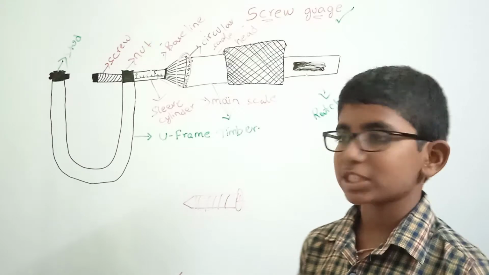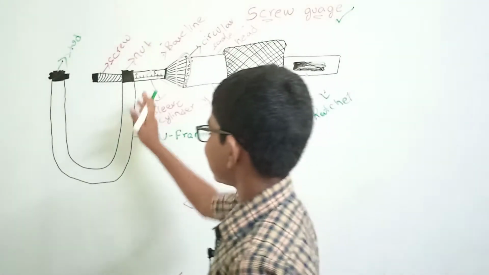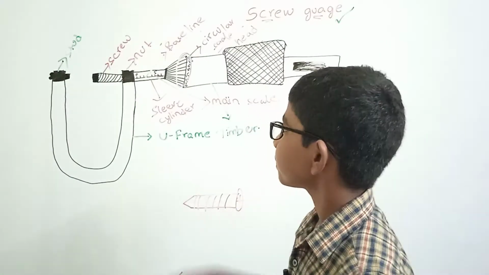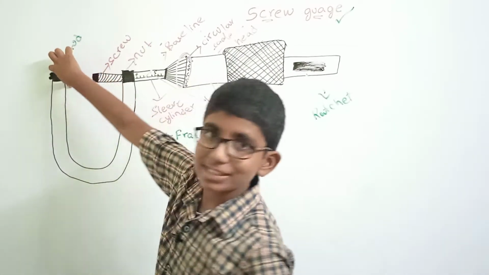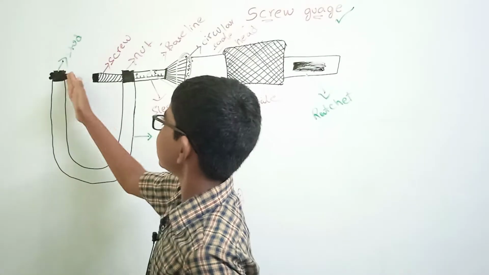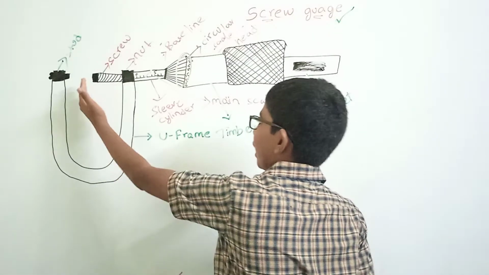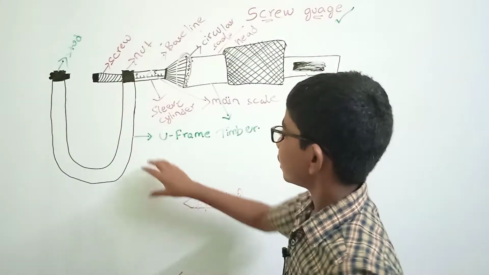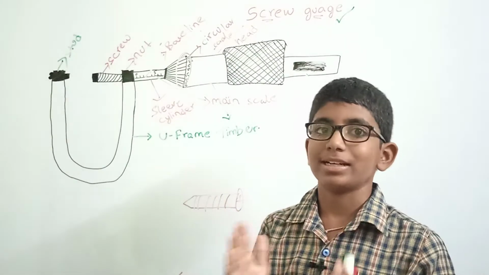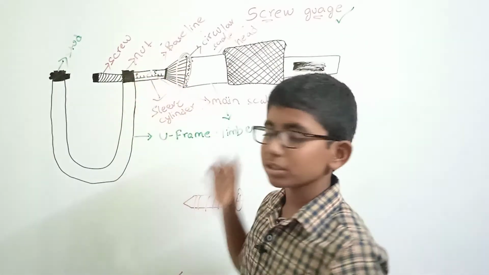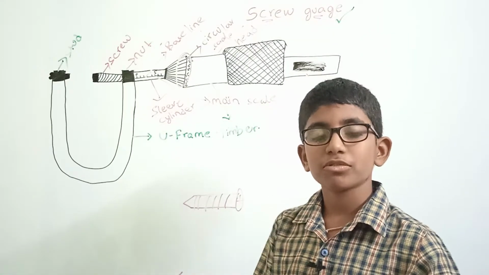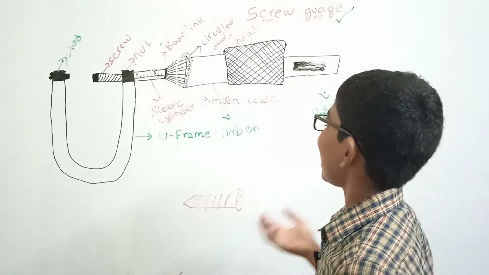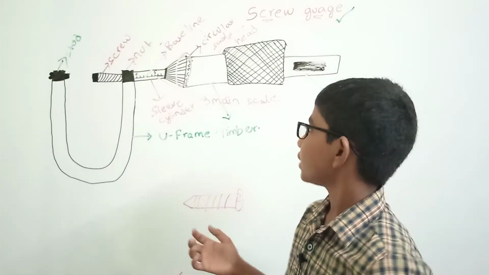First, what are the uses of these parts? The U-frame has this U shape. It is a type of frame made up of aluminium, iron, or similar metals. Next, the fixed nut on the left side of the U-frame is known as the stud. On the right side of the U-frame, there is a movable nut. Through that nut, a screw is passing. The forward movement of the screw is how we calculate the least count and the pitch of the screw.